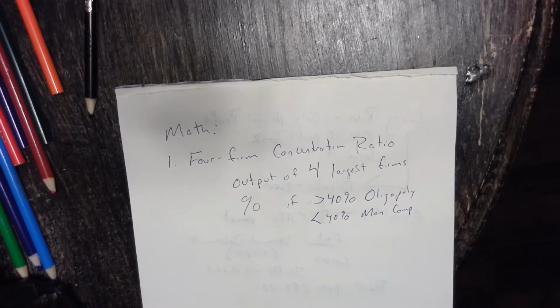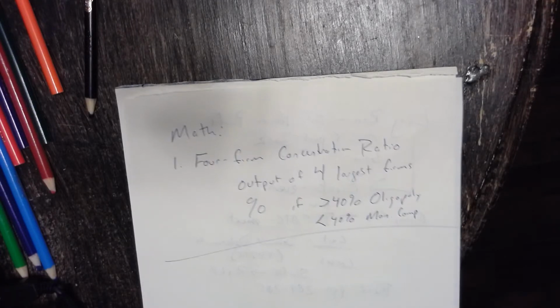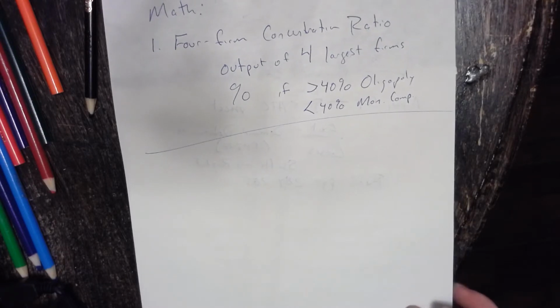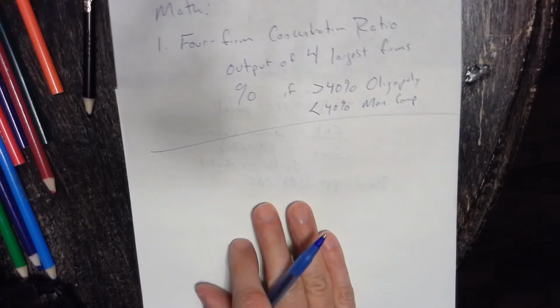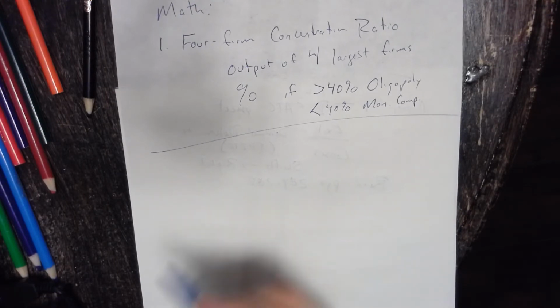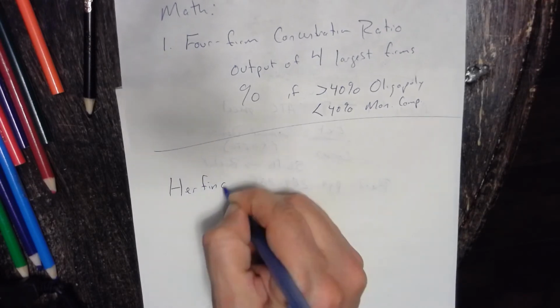But this is so inaccurate that somebody else came along and said, well, let's do something a little bit better. And the thing that came along that they decided would be a little bit better is something called the Herfindahl Index.